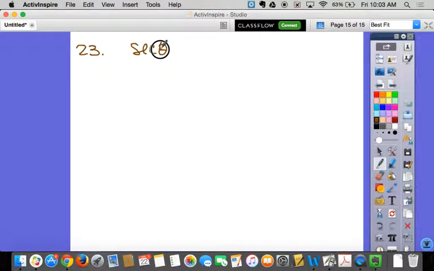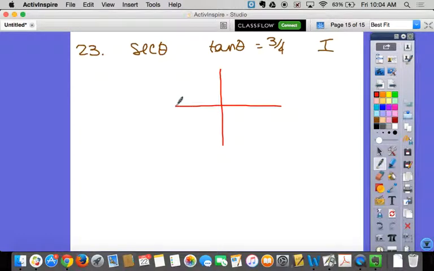Okay. You've got another one that's worded just about the same way. Find secant, if you know that tangent is 3/4, and they're telling you quadrant 1. Good thing about quadrant 1, you don't have to worry about signs. Everybody's positive. So now, this is opposite over adjacent. So opposite is 3, adjacent is 4. This is your Pythagorean triple. So your hypotenuse is 5.